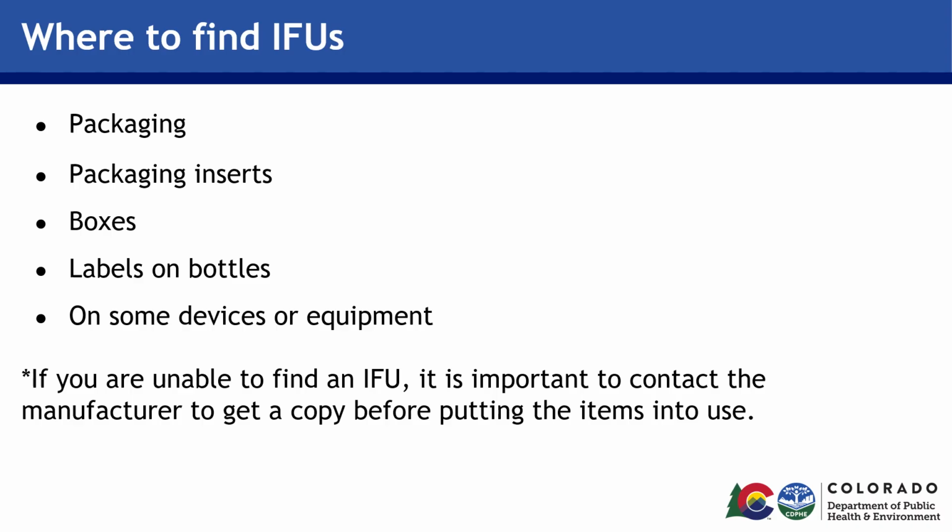If you are unable to find the IFU, it's important to contact the manufacturer as soon as possible to get the specific IFU for the item before putting it into use. Also, if you know that you had IFUs for an item, but they are no longer in a place that you can remember, be sure to replace it as quickly as possible. This could be the one time where the IFU was updated, and if you do not have it, you could be using it incorrectly, making it ineffective or posing infection risks.